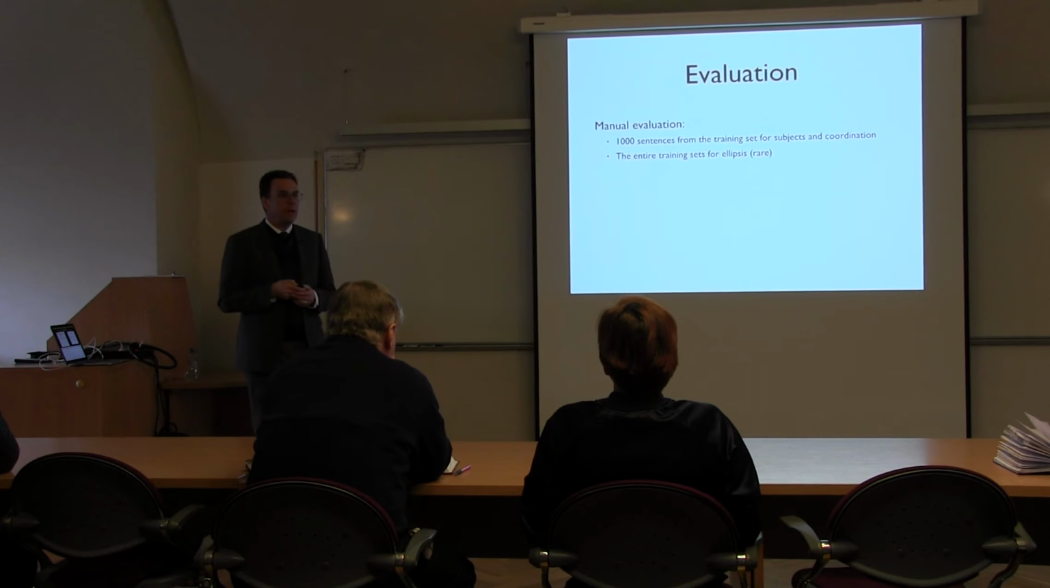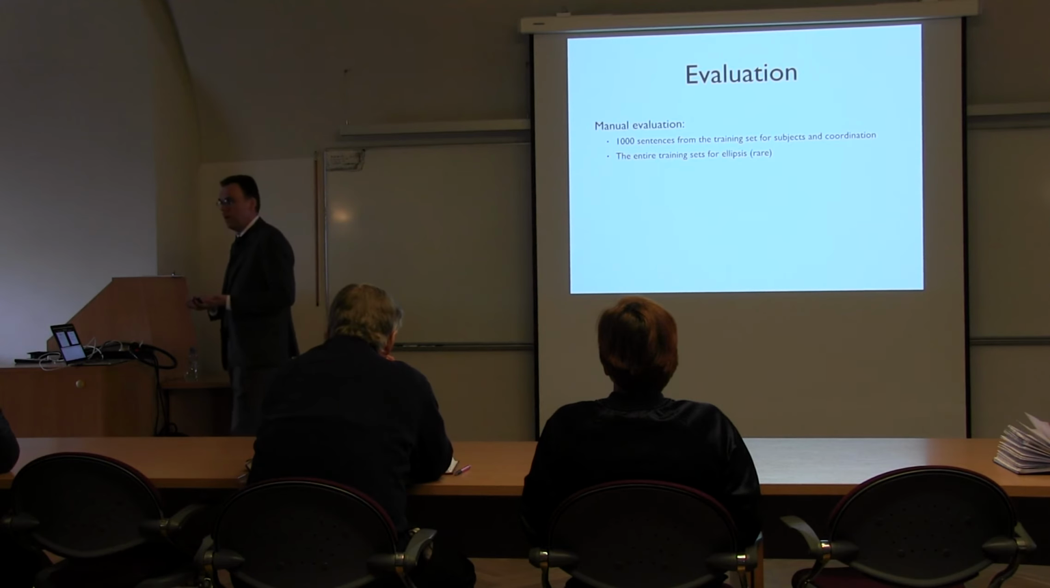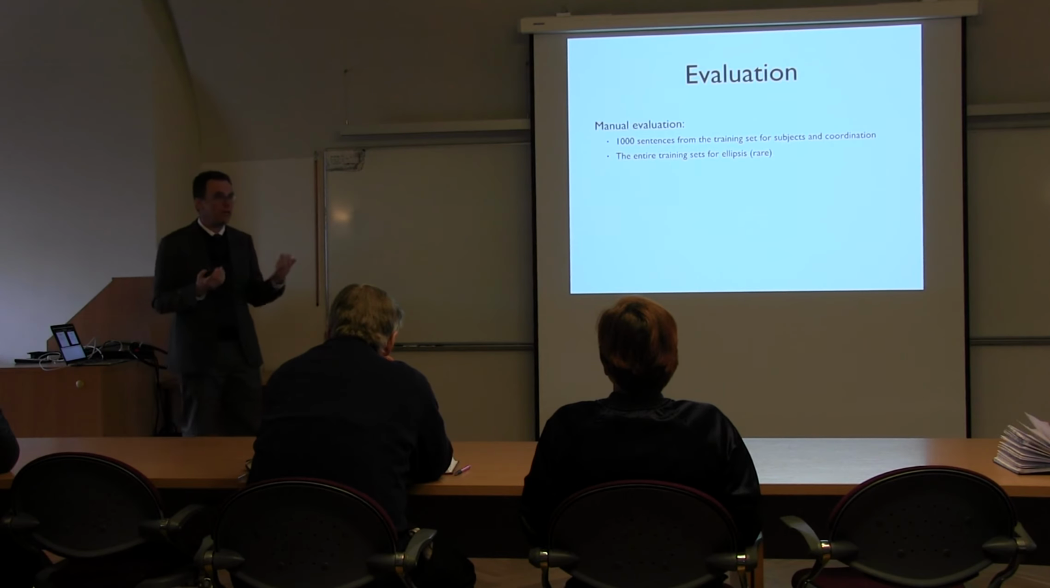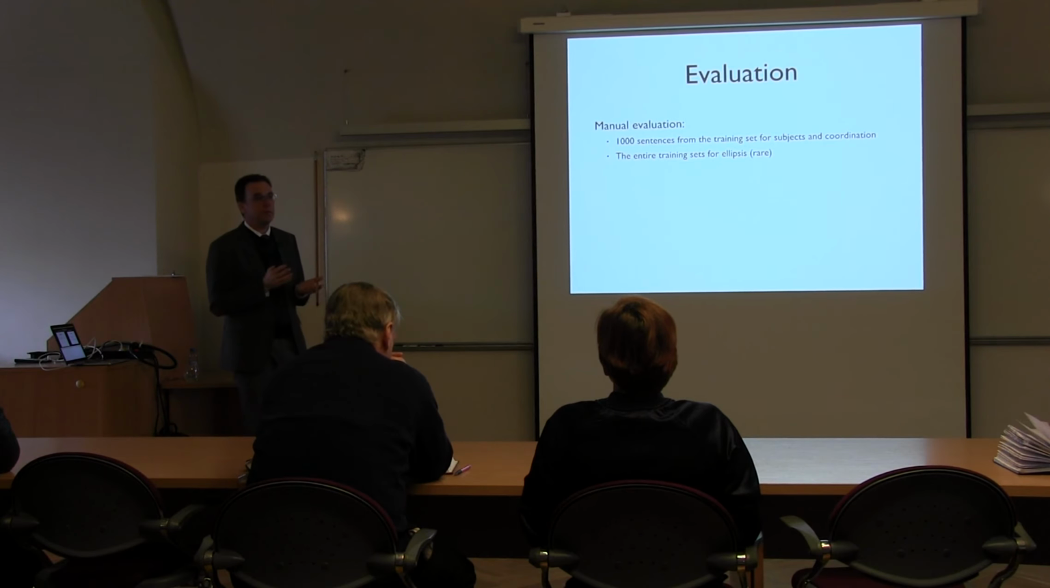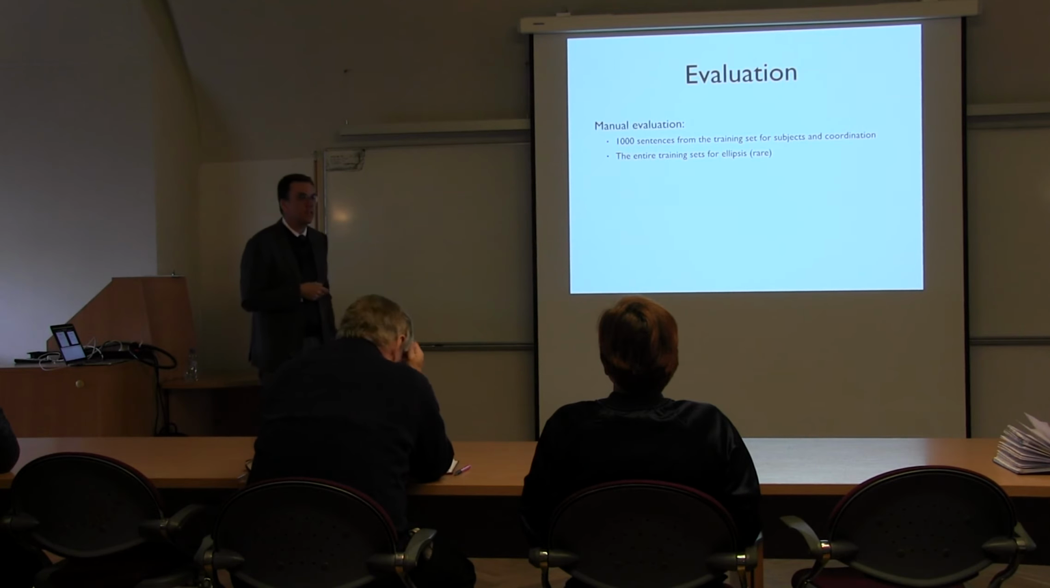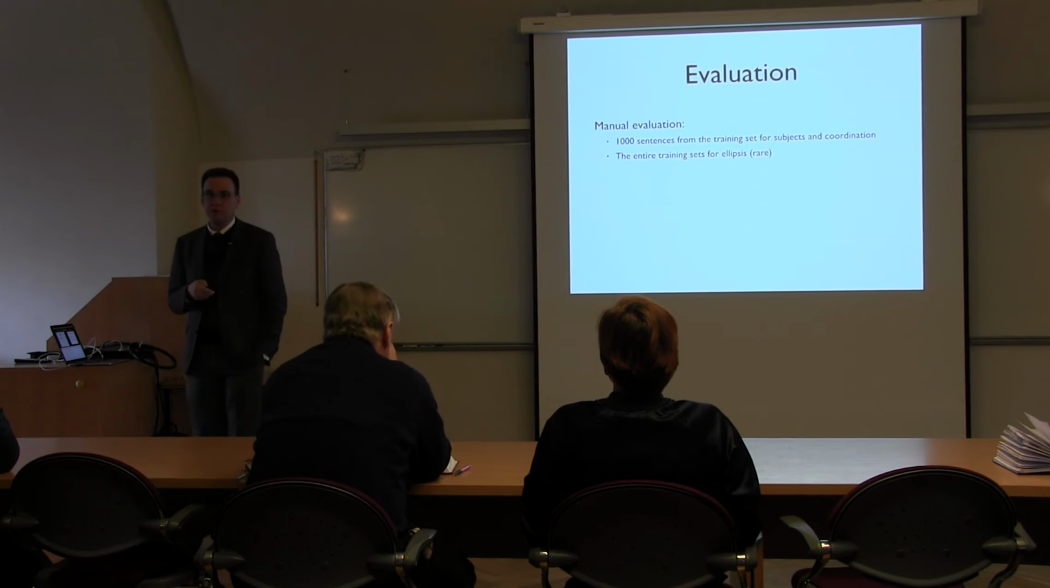Okay, so how do we evaluate this system? Well, neither Swedish nor Italian had annotations of enhanced dependencies, so we had to use manual evaluation. So what we did was we took 1,000 sentences from the training set for both languages and looked at all the subjects and dependencies in coordination that had been predicted. In the case of ellipses, which is a much rarer phenomenon, at least this special type of ellipsis, we actually looked at all the cases in the training sets, so to get more coverage.